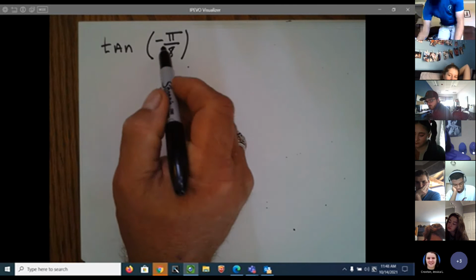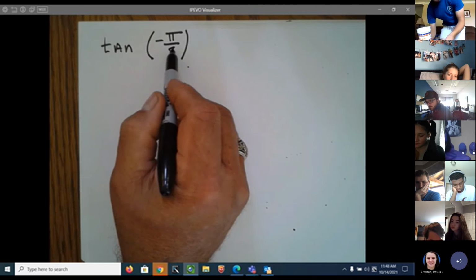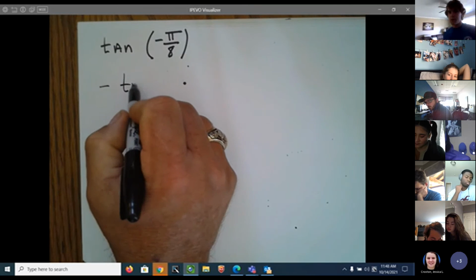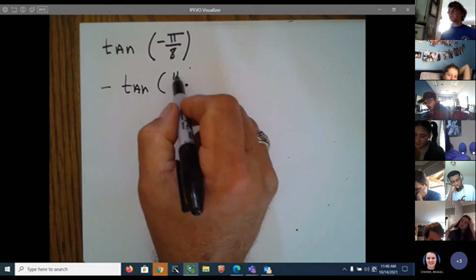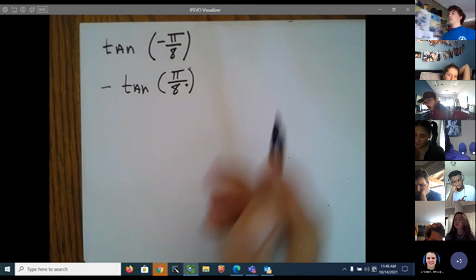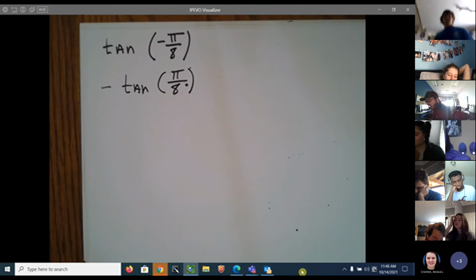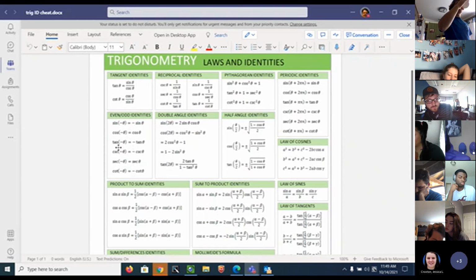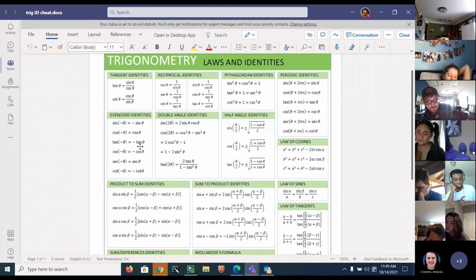Now I can turn this tangent of negative theta into the negative tangent of pi over 8. That makes a lot of difference, and you can do that by using this right here. That's why you've got to have this green sheet with you. You've got to have it. Unless you just memorize all of them. And if you memorize all of them, more power to you.